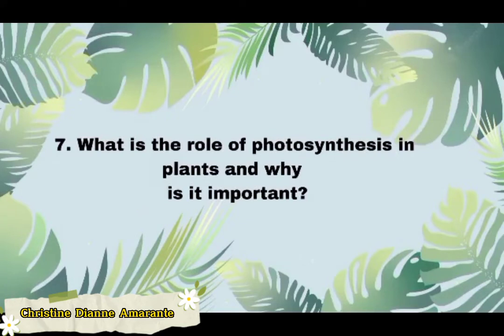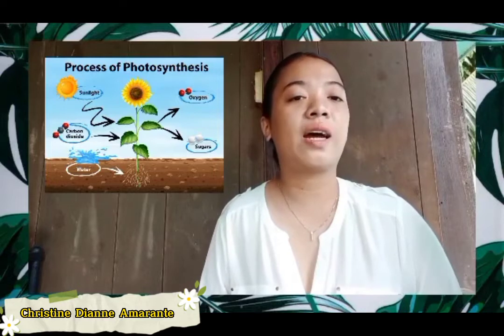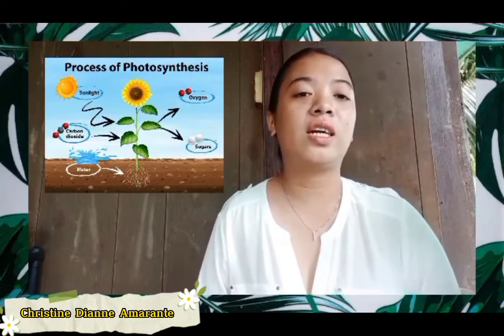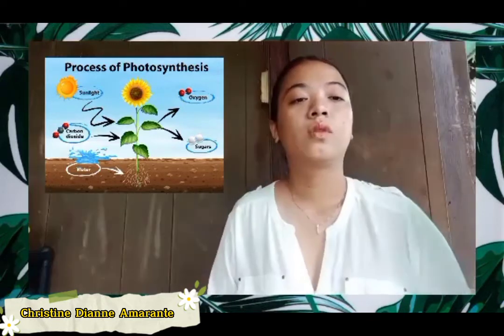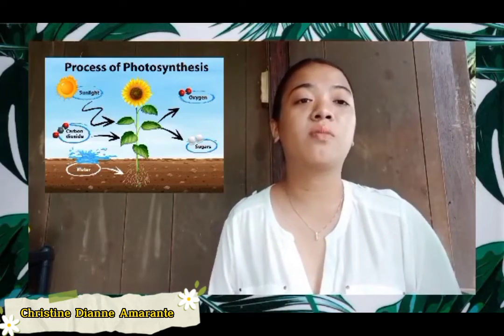Greetings everyone, I'm Christine Amarante and I will be the one to discuss questions number 7 and 8. Plants are autotrophs, which means they can make their own food through the process of photosynthesis. Plants are the only living organisms with this ability, transforming water, sunlight, and carbon dioxide into oxygen and simple sugars. Through this process, plants can generate and provide food, especially for us humans to survive.